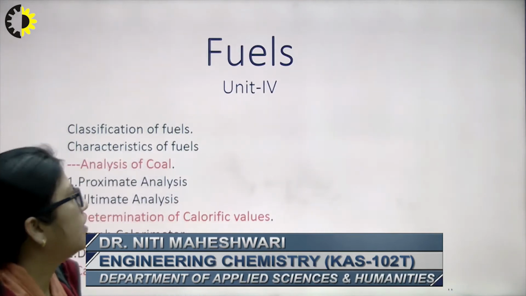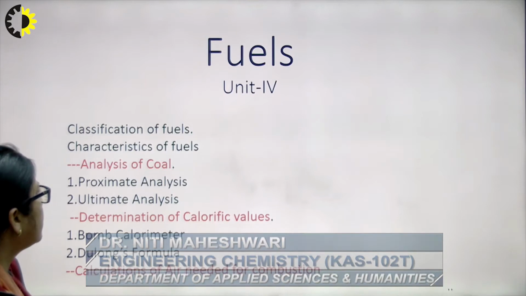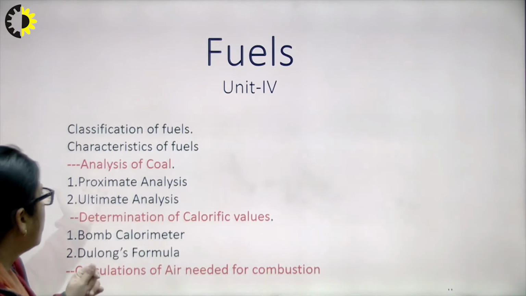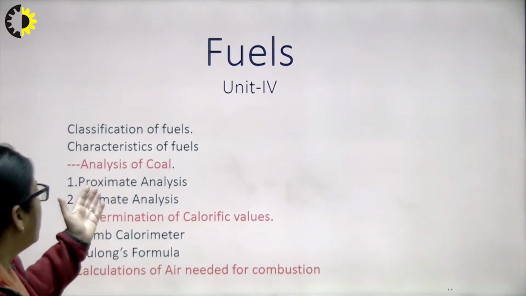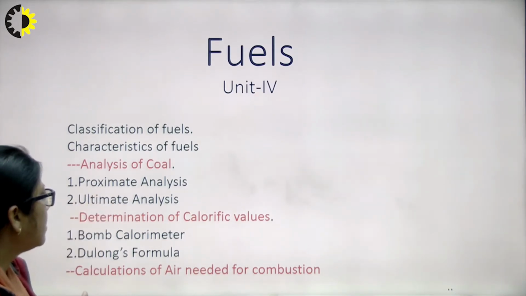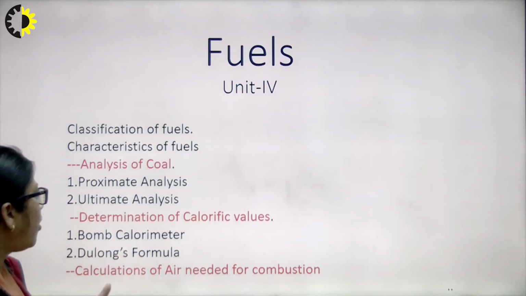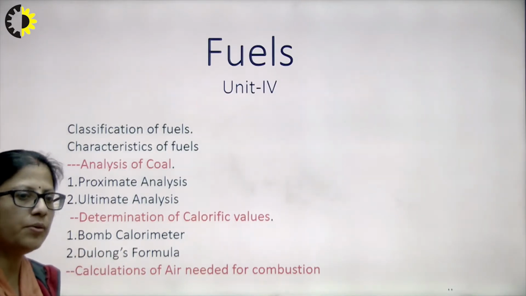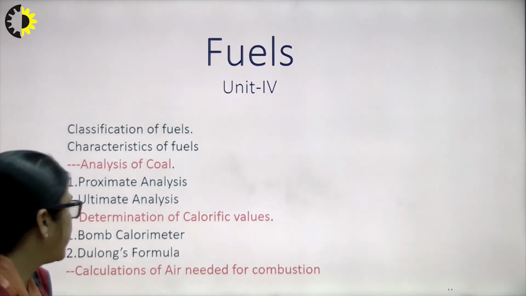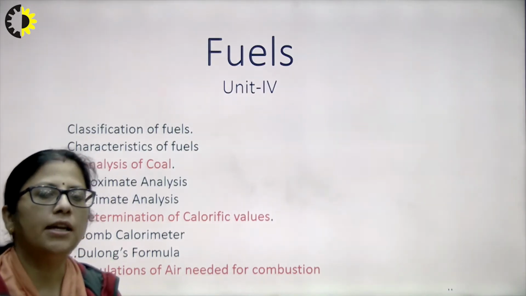Now in this heading I am going to discuss the classification of fuels, the characteristics of fuels, and the analysis of fuels, rather coal, under the proximate and the ultimate analysis. Then we are going to determine the calorific values using a bomb calorimeter for the solid or the liquid fuels, and by using Dulong's formula, that is by the direct calculations. And lastly, we will discuss the calculations of air needed for the combustion.